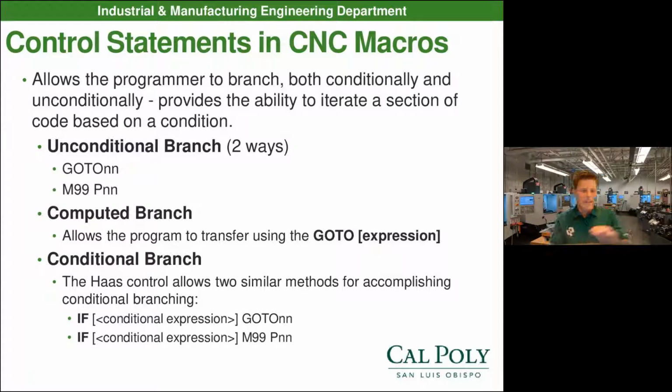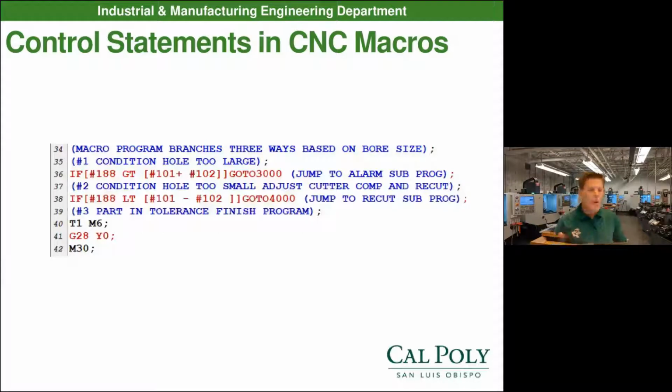But anyways, I just like the GOTO for some reason over the M99 for conditional branching. M99 other stuff, I use it for jumping, looping, and returning. But for conditional branches, I'll say GOTO and then the number, and then it'll jump to that line. So the way that works is I'm going to show you a project here that the students have to machine.